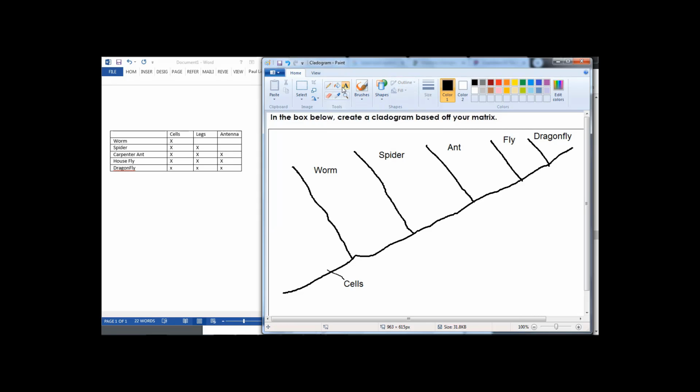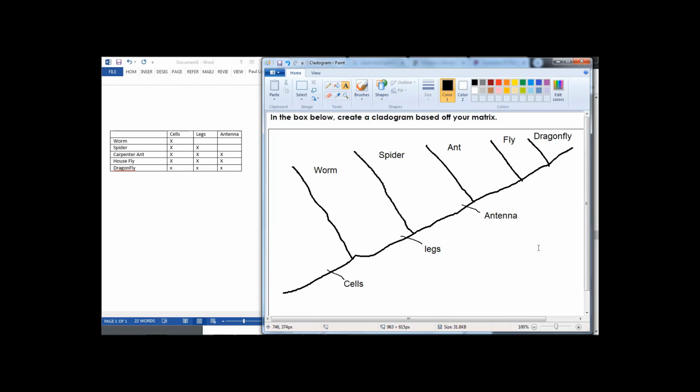So we have our mark. And the worms do not have legs, so they have cells, and they do not have legs, and legs would develop right here. So legs developed. And then we have our spiders, and our spiders have cells, and they have legs, but they do not have antennae. And so we'd have our mark here, showing that spiders have cells and legs, but they did not have antennae, but ants and flies and dragonflies did. And we would put antennae there.